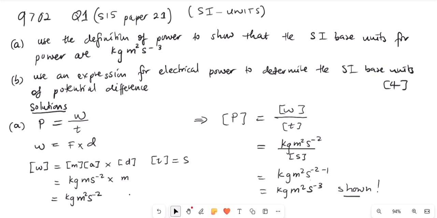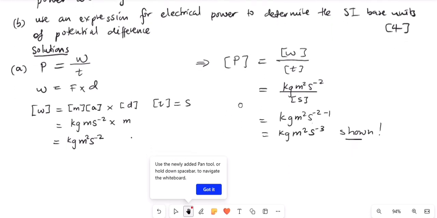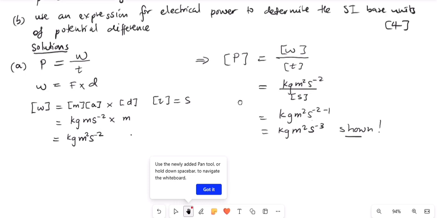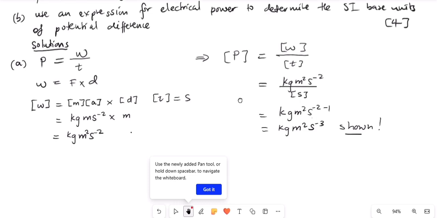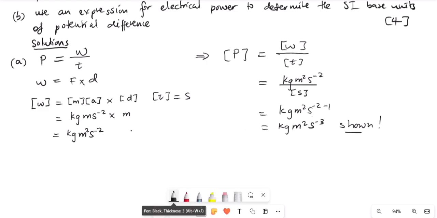Then now we need to move on to part B. Part B is asking us to use an expression for electrical power to determine the SI base units of potential difference. You realize that the definition of power will change if you consider mechanics and electricity.